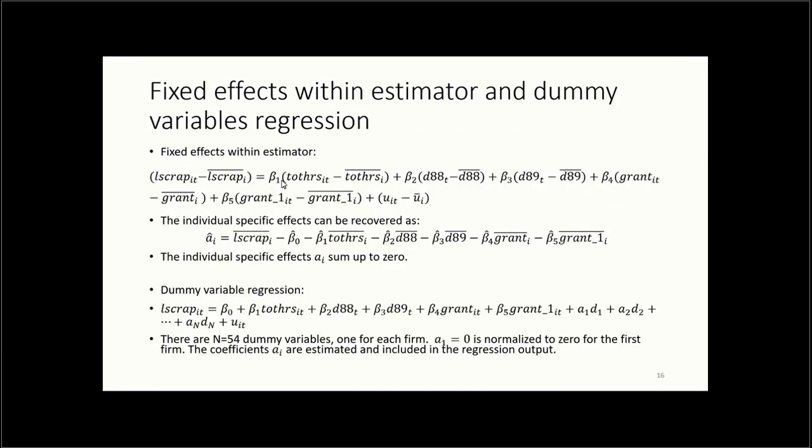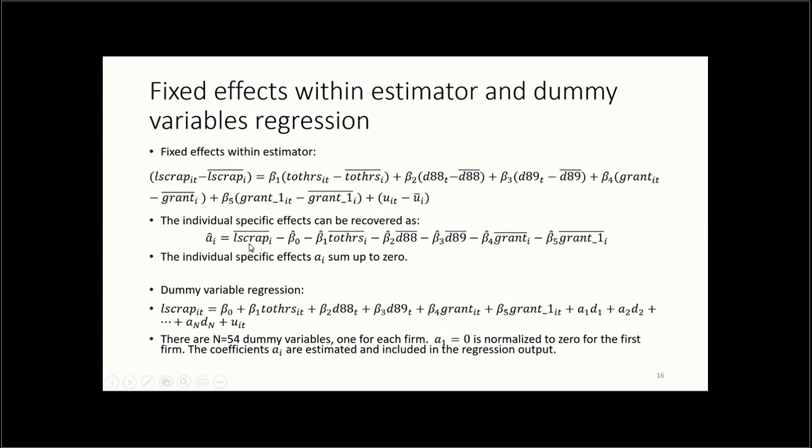Now here's the fixed effects within estimator and the dummy variables regression. For the fixed effects within estimator, here we have the time demeaned variables. So here we have the variable minus the average, and this average is taken over time. That's the dependent variable. These are the independent variables that we have here. After we estimate this model, we can recover the individual specific effects using this formula.